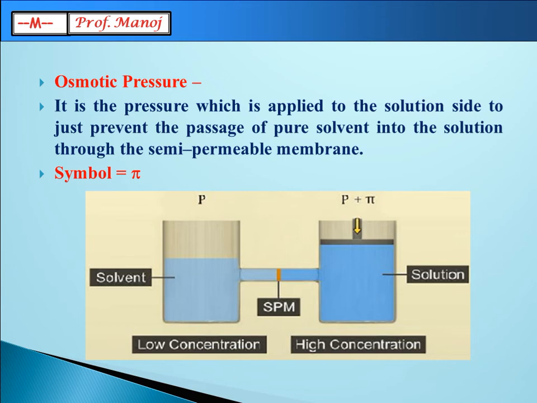Imagine the moment solvent starts moving from left compartment to the right, we apply pressure on the right hand side. You can see there is a piston kept over there, and pi is the pressure which is applied. If this mechanical pressure is given, then solvent cannot come from one compartment to the other. This pressure is applied on the solution side to prevent passage of pure solvent. This is called osmotic pressure.